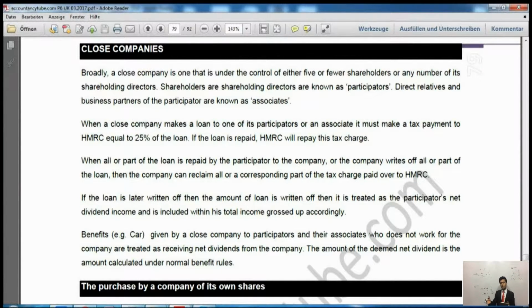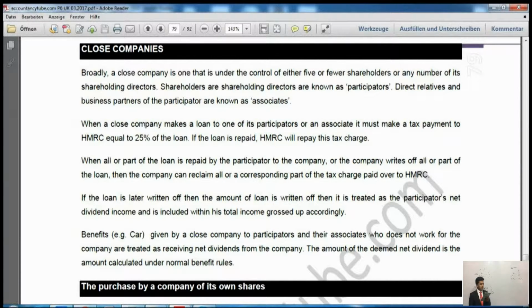However, when the shareholder pays back to the company, then HMRC will pay you back as well. So if the shareholder pays back to the company whatever he took as a loan from the closed company, then HMRC will pay you back that 25%. Or in another case, if the company writes off that amount in the accounts, in that case as well, HMRC will pay you back. Now that 25%, although it will be paid back by HMRC, what about the amount which the shareholder has taken? Now that amount will be treated as dividend. Let's see on the notes, please. Alright, so it says 25% of the loan. If the loan is repaid, HMRC will repay this tax charge.